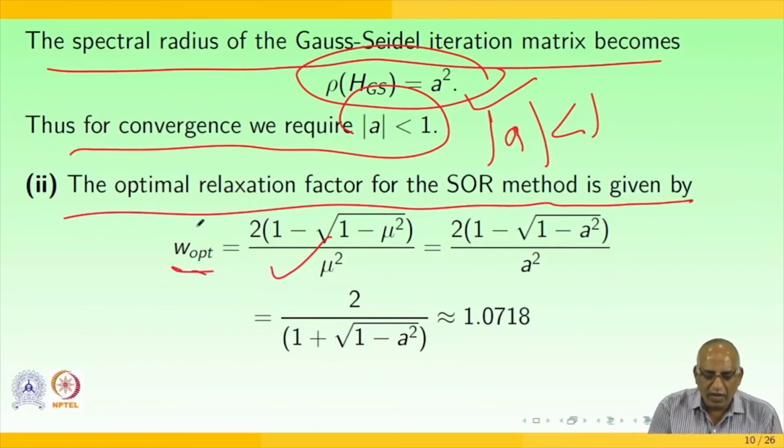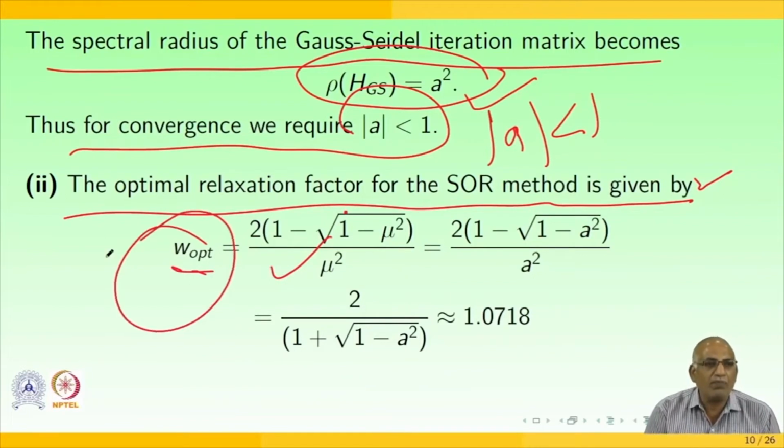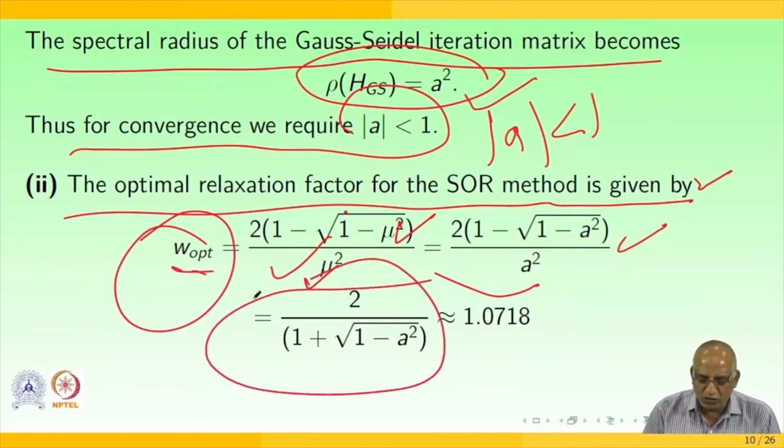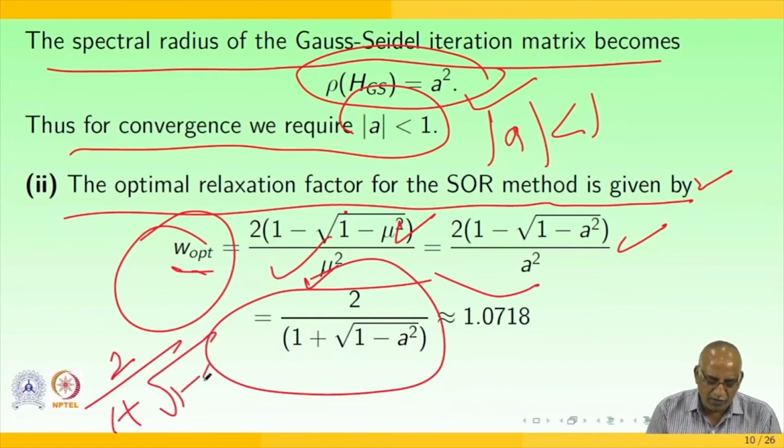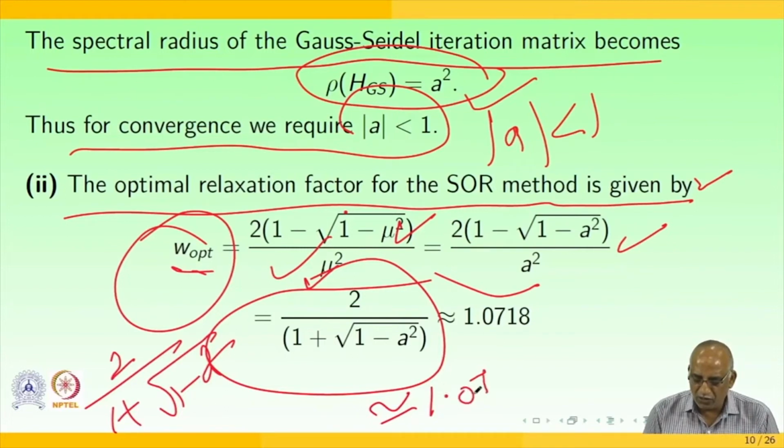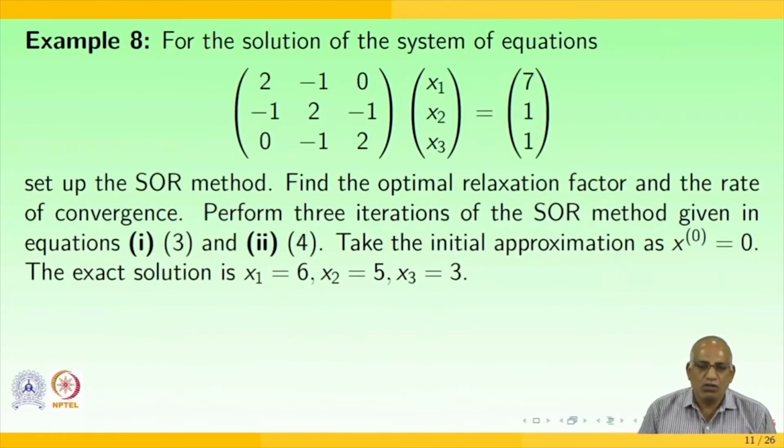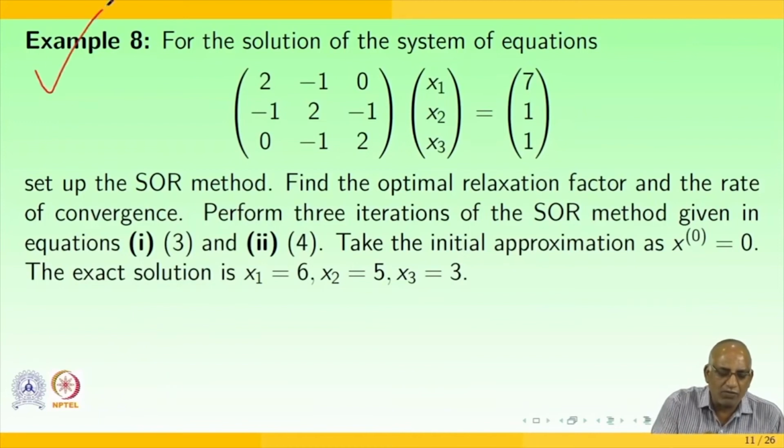That is, the optimal relaxation factor for the SOR method is given by w optimal is 2 times of 1 minus square root of 1 minus mu square upon mu square, that turns out to be 2 times of 1 minus square root of 1 minus a square upon a square. So when you simplify this, it turns out to be 2 upon 1 plus square root of 1 minus a square, which is approximately 1.0718. So we will look into the second example.